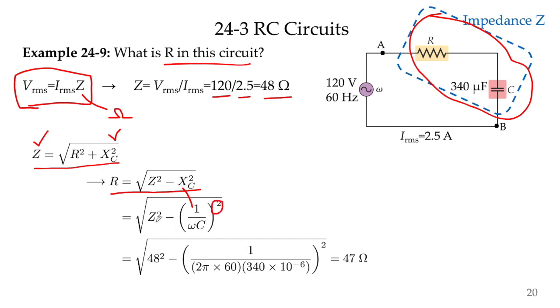If you plug in the numbers, we calculated this, and everything else is given in the problem. So the frequency is 60, and omega is, remember, don't forget the 2 pi. It's 2 pi f, right? 2 pi frequency. And also don't forget to convert microfarad to farad. Micro means 10 to the negative 6. And if you do the calculation, you will find the resistance is 47 ohms.